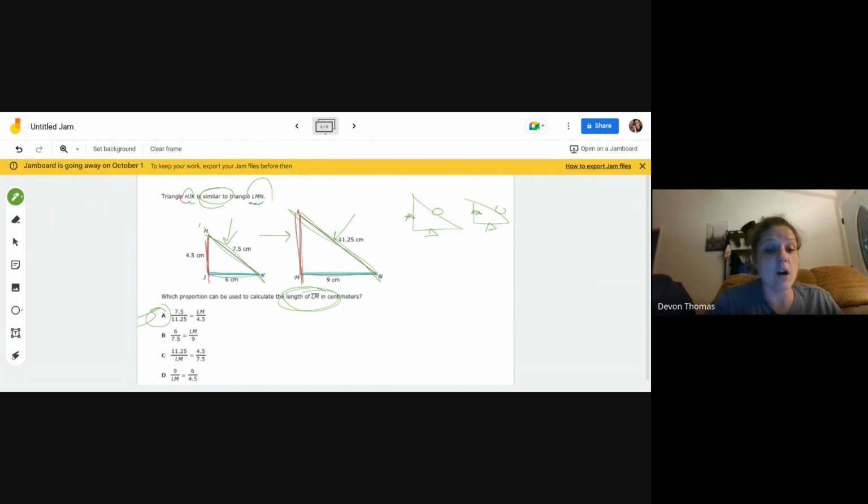11.25. Well, that works because these two are both green. That makes it nice and easy. Okay, so let's see the next thing. LM is a red. LM, and then it's comparing it to 4.5, which is right there. It's also a red. Let's make sure they went in the right order.